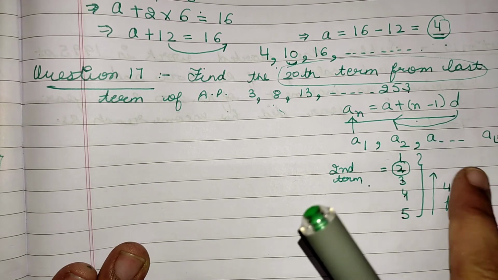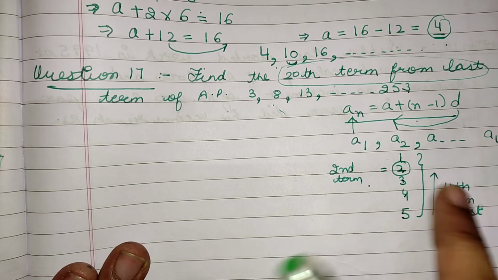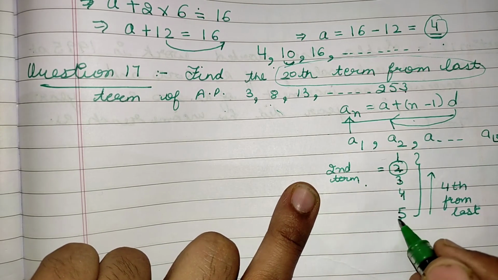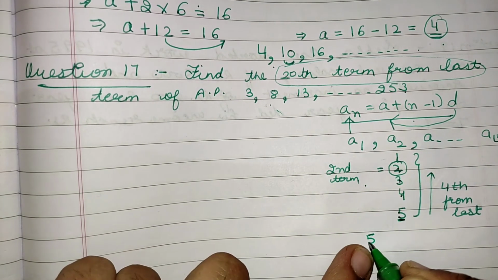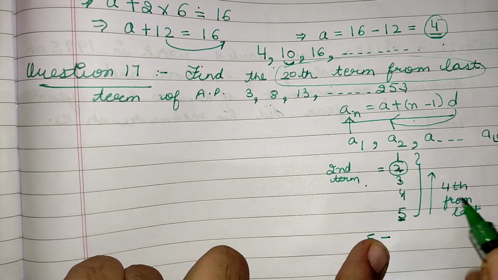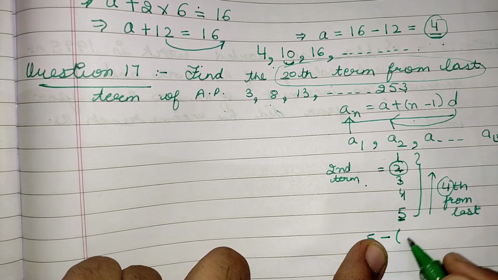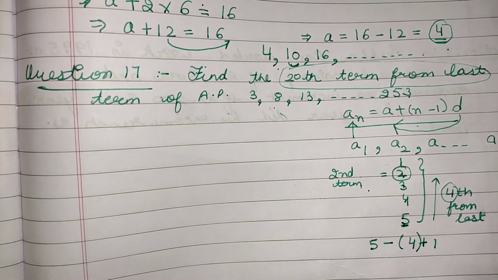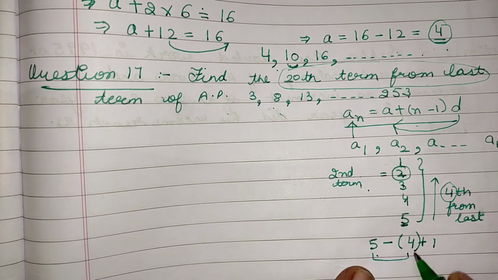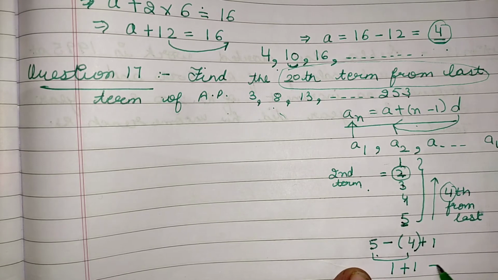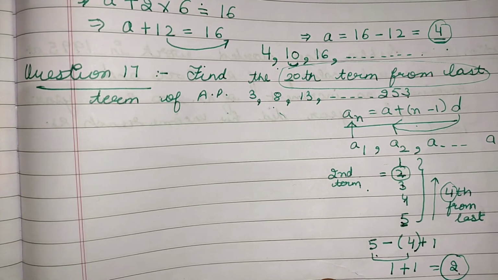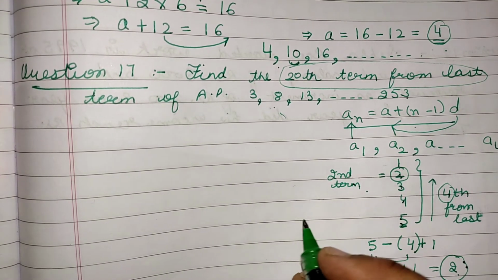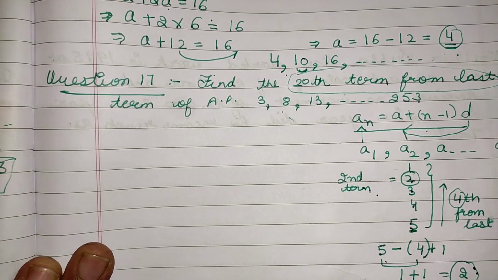So if I know the 4th term from the last, how can I get my second term from the beginning? By using this formula: total number of terms, which is 5, minus the number of the term from the last, plus 1. Then I will get 5 minus 4 is 1, and 1 plus 1 equals 2. Means this is my second term from the beginning. So the same process we are going to use here.